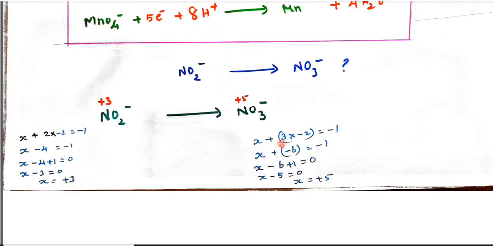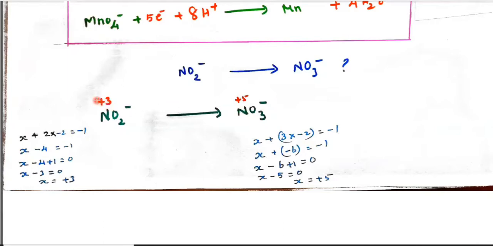Then X plus 3 into minus 2 is the oxidation. Oxygen number is 3, valency is minus 2, minus 6. The total charge is minus 1. When it goes inside, plus 1. So minus 5 goes out, it becomes plus 5. So plus 5 is the oxidation number of nitrogen in NO3 minus.